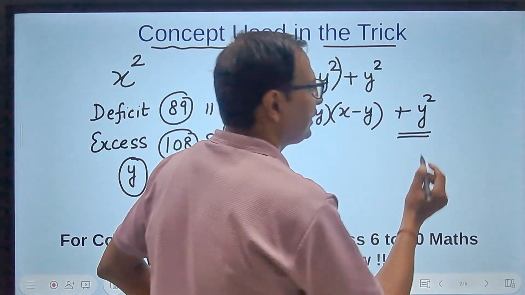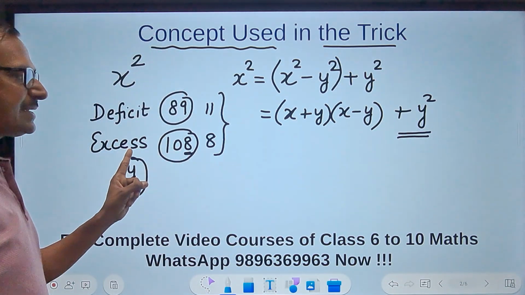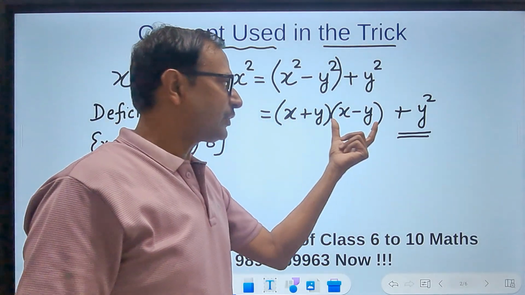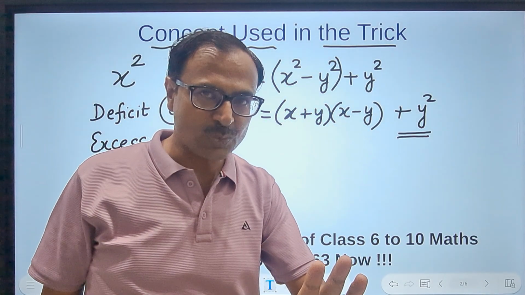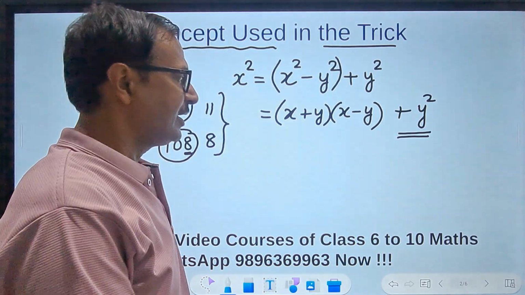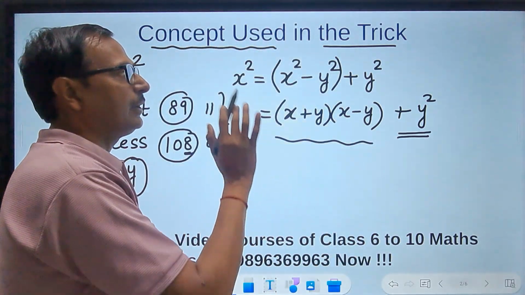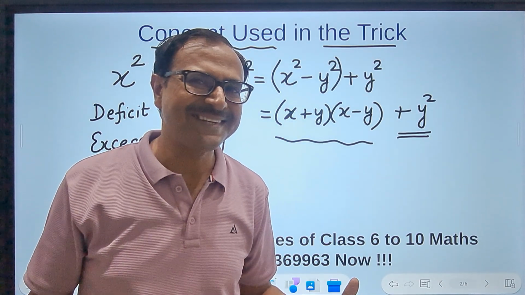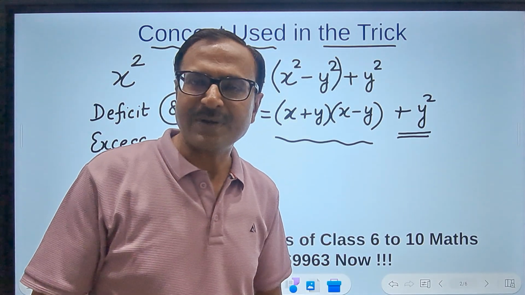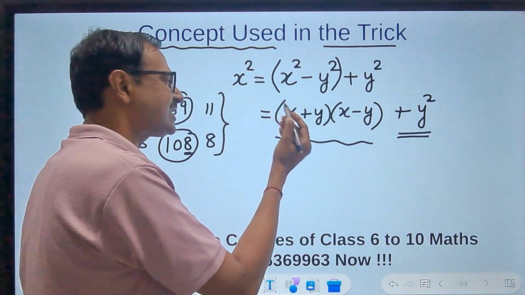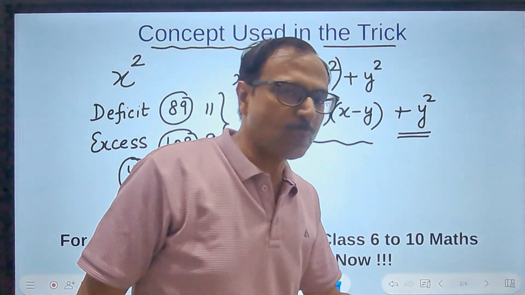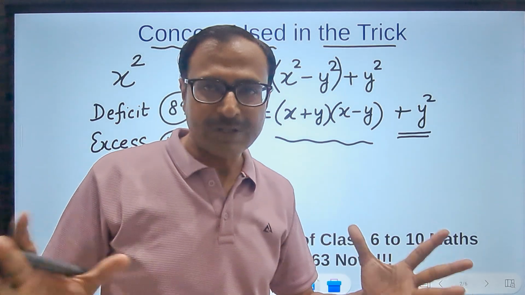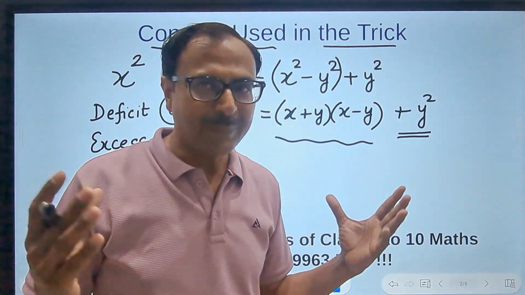So the square of the deficit or the square of the excess in either case will be added to the product of x plus y and x minus y. Now this is the logic. So this is what I am going to do for all the numbers which I am going to take up in this particular video, right? So let's get on with some examples and let's try to understand how x square equal to x plus y times x minus y plus y square will help us in finding the squares of all these numbers which are very close to a base number.